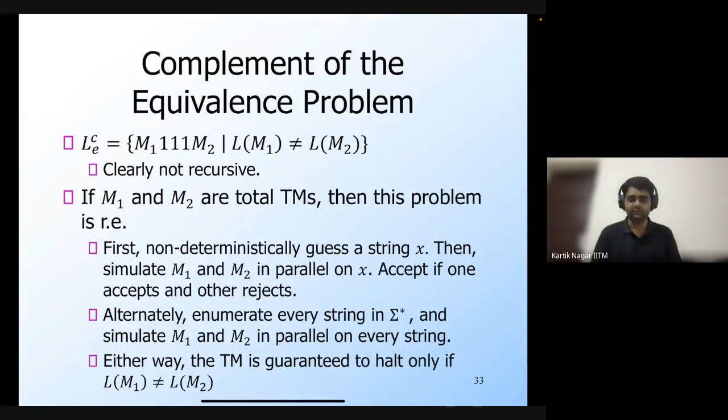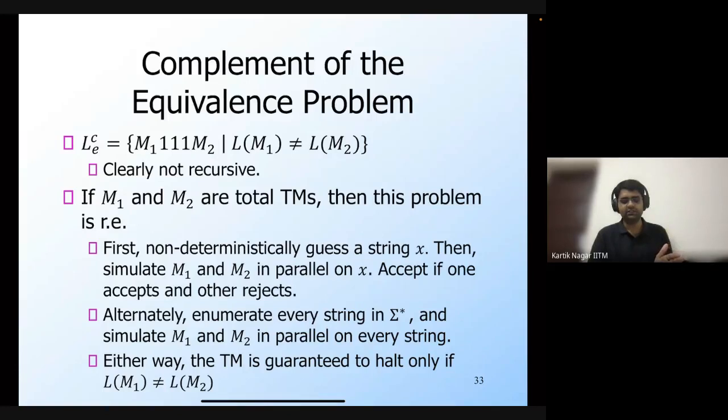And that means that it will actually accept. Okay. So this is a non-deterministic construction, right? So you can also come up with a deterministic construction. In this deterministic construction, you basically enumerate every string in sigma star. Beginning from epsilon, you keep on enumerating every string, in the order of enumeration.